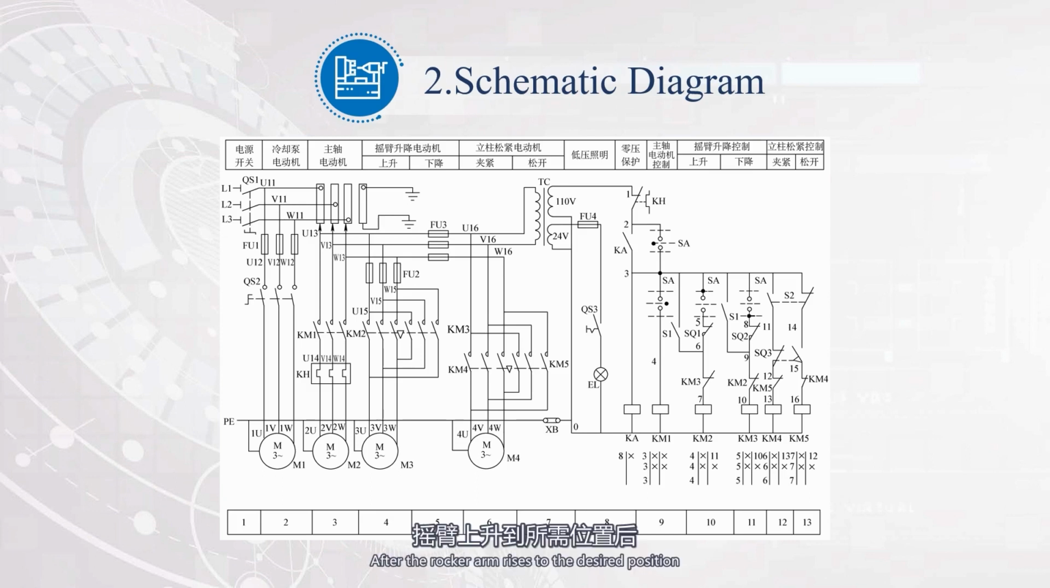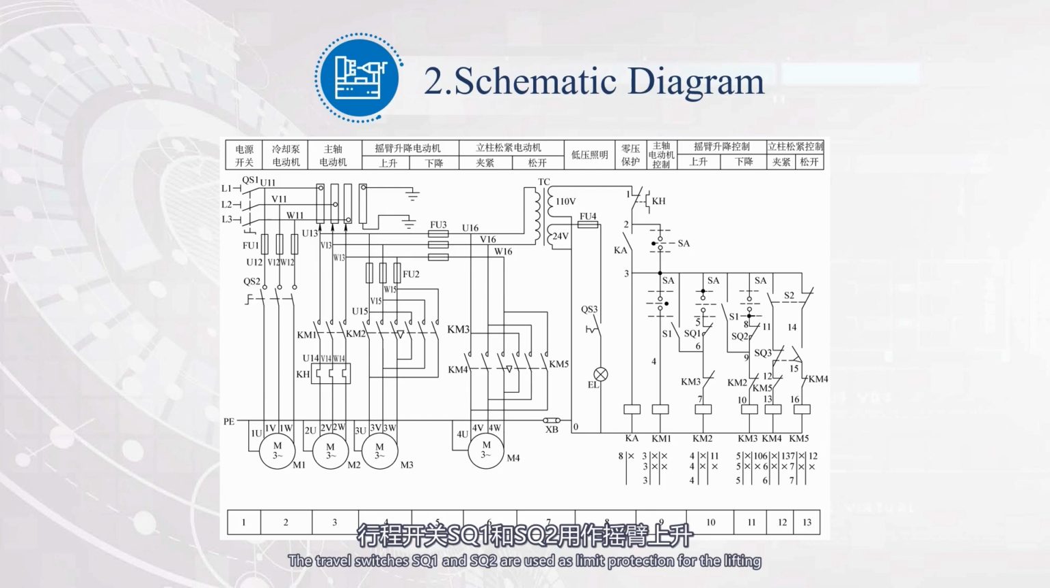After the rocker arm rises to the desired position, turn the cross switch SA to the middle position, the KM2 coil loses power, the motor M3 stops rotating, the S1 normally open contact is connected, the KM2 normally closed contact is connected, the KM3 coil is powered on, the motor M3 reverses and starts, driving the mechanical device to clamp the rocker arm. After the rocker arm is clamped, the normally open contact of switch S1 is disconnected, the KM3 coil loses power, and the lifting control process ends. The descending process is similar to the ascending process.